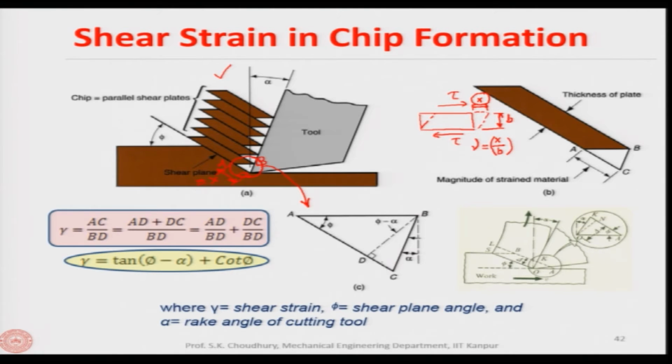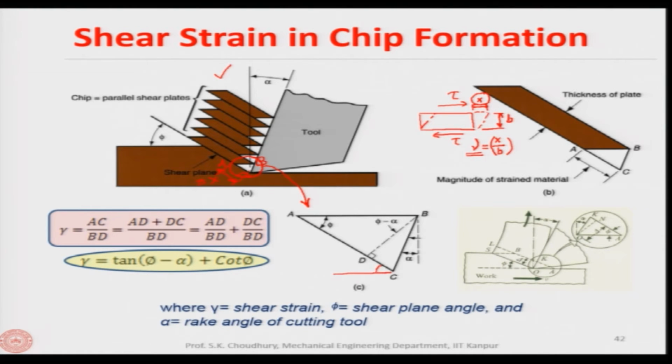Once again, this is the triangle which you have taken from here, with AC the movement equivalent to the x because of the shear force or shear stress applied from the tool. Therefore, we can say that the strain is AC, that is x, divided by b, which is equivalent to BD. So AC by BD is the strain, and AC is equal to AD plus DC, divided by BD. This can be written as AD by BD plus DC by BD. From here you can see that this is the rake angle, and this is the angle between AC and AB.